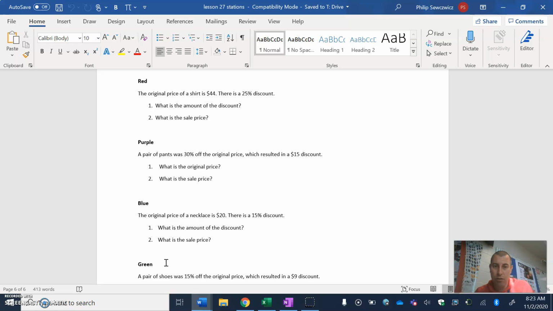So if it's originally $44, and let's say you find out the discount is, I don't know, $11, what you've got to make sure that you do to figure out your sale price then is to subtract, and the 44 minus the 11. Hey, $33, that is your sale price that you are looking at. So again, something we do want to watch. So that's what you got going on.